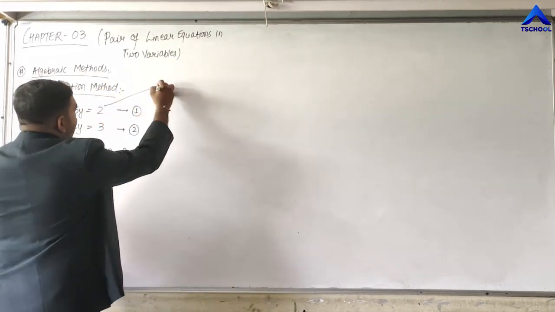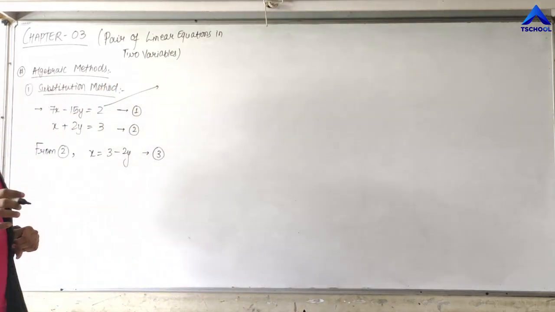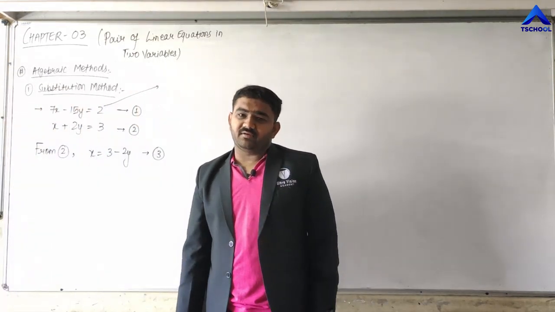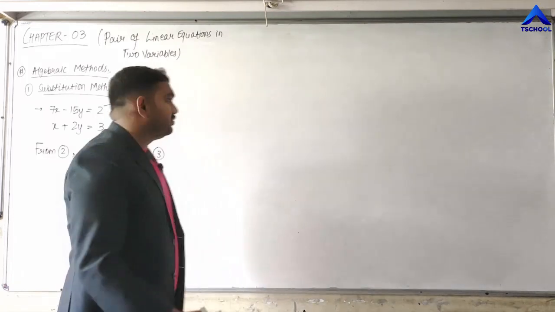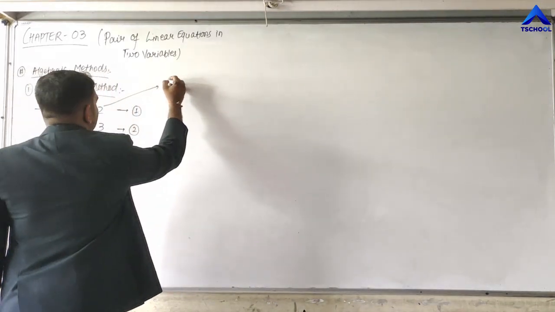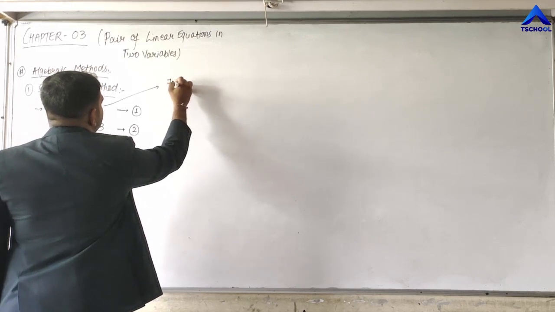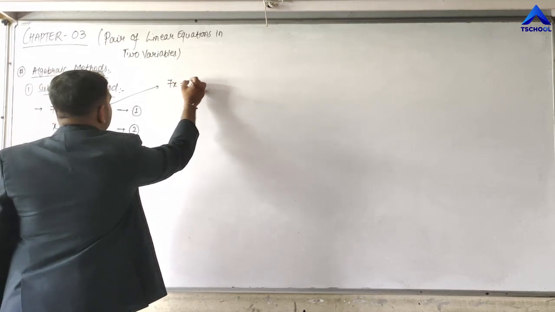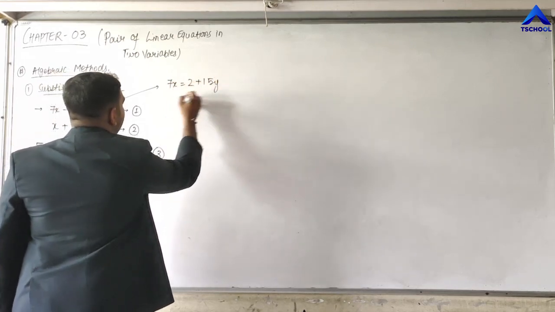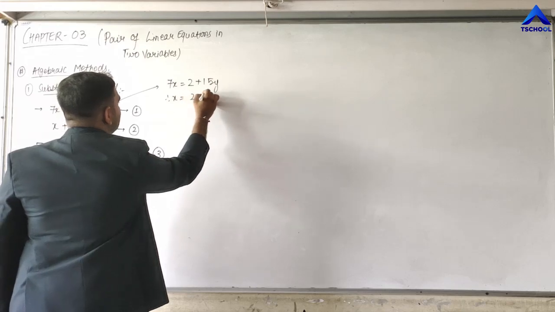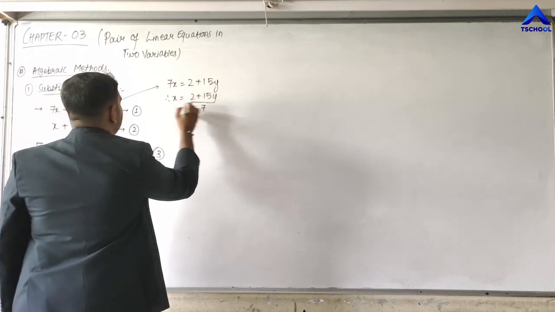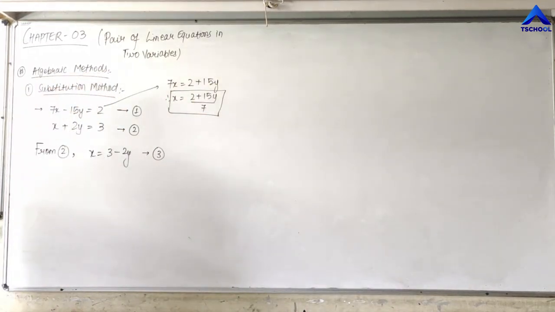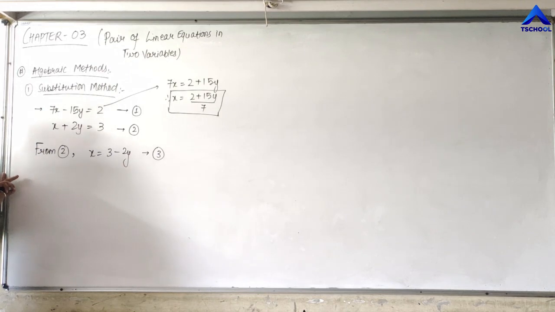Some of you might ask, sir, why can't we take out the value of x from equation number 1? Is it wrong? No, there is nothing wrong, but if from equation number 1 we want to take out the value of x, then 7x is equal to 2 plus 15y, and hence x is equal to (2 plus 15y) divided by 7. We get the value of x from the first equation as (2 plus 15y) upon 7.